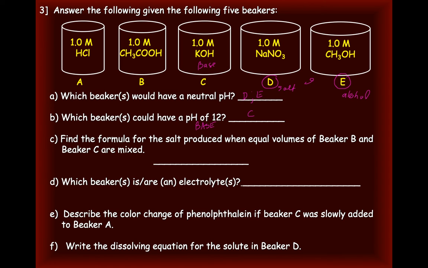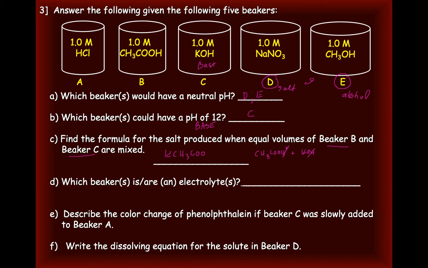Find the formula for the salt produced when equal volumes of beaker B and C are mixed. B would be CH3COOH, which is an acid, right? Again, that's the H plus. You would mix that with beaker C, which is your base, KOH. This H and this OH would make water, and you'd have potassium. Basically, you'd have potassium CH3COO, like this. That would be that.